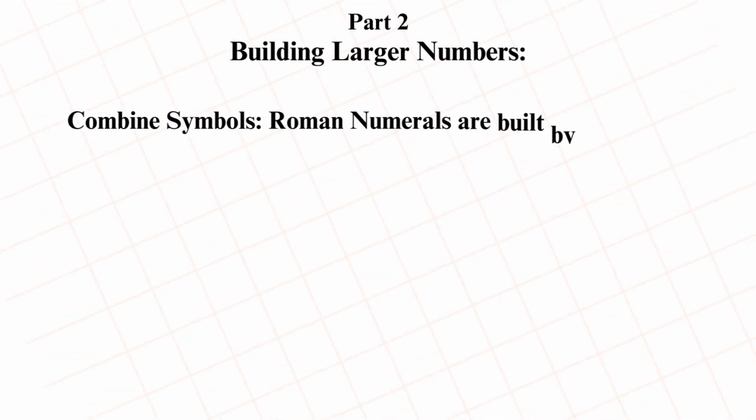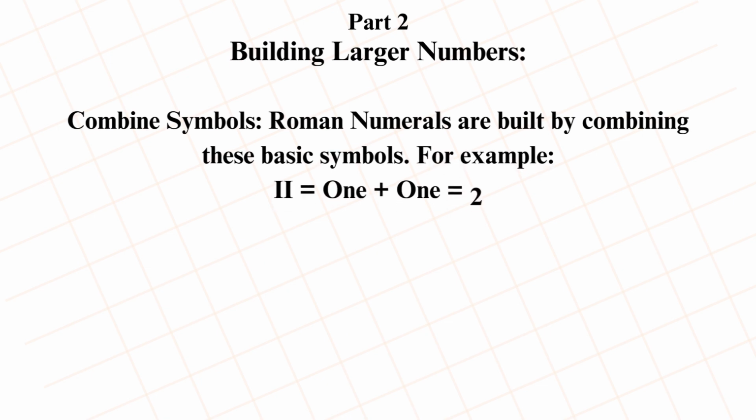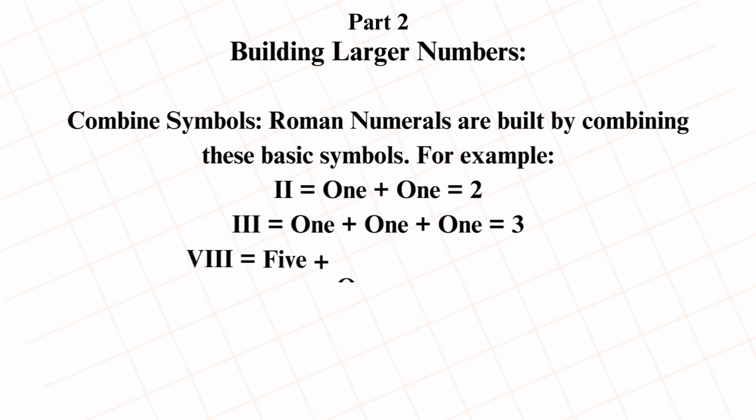2. Building larger numbers. Combine symbols. Roman numerals are built by combining these basic symbols. For example, II is the same as 1 plus 1, which equals 2. III is the same as 1 plus 1 plus 1, which equals 3. And VIII is the same as 5 plus 1 plus 1 plus 1, which equals 8.